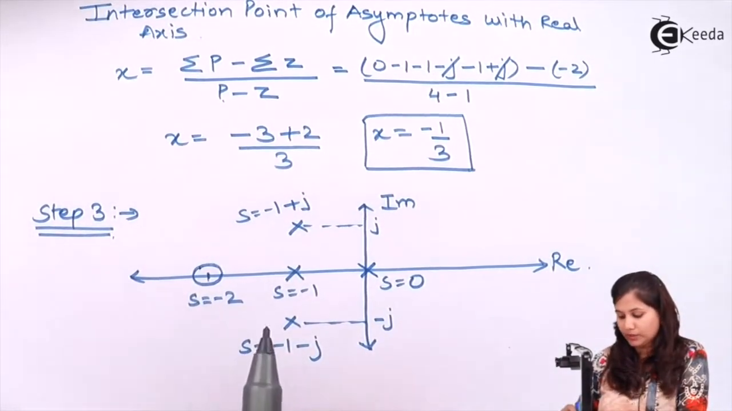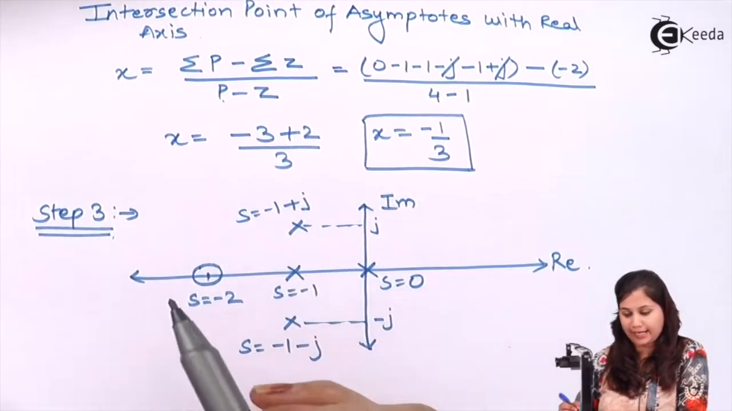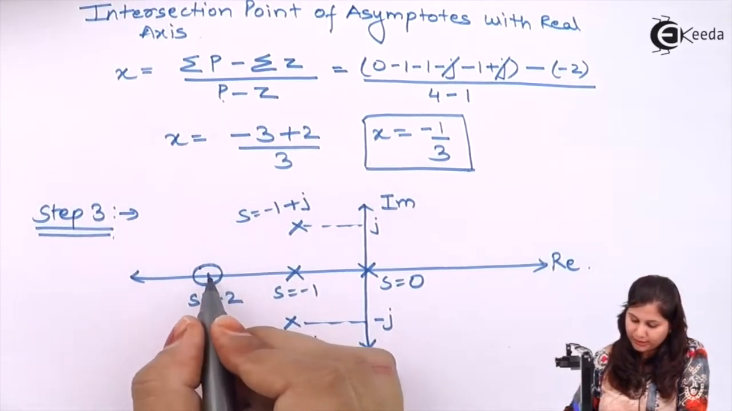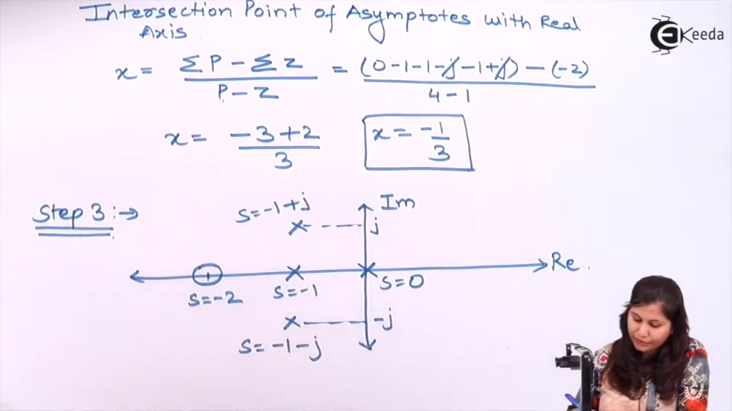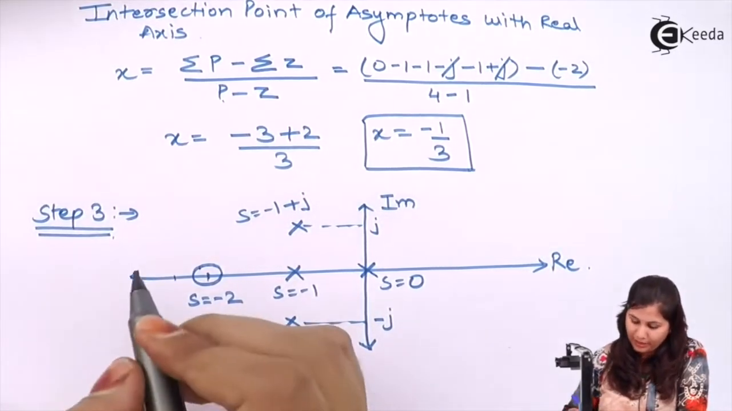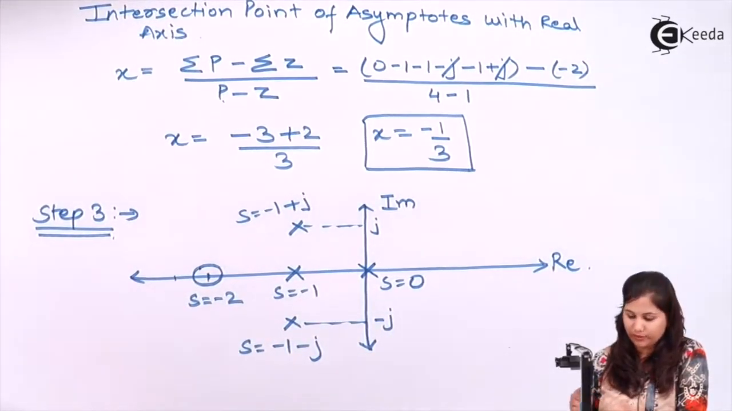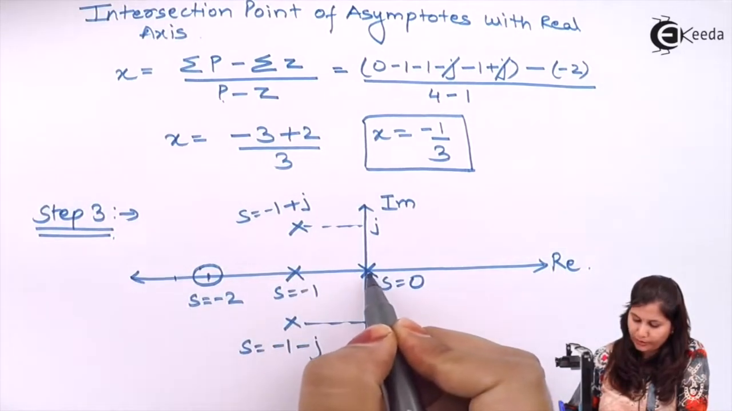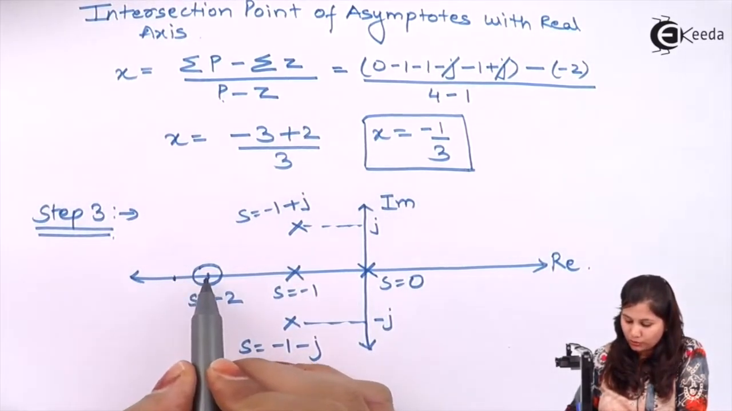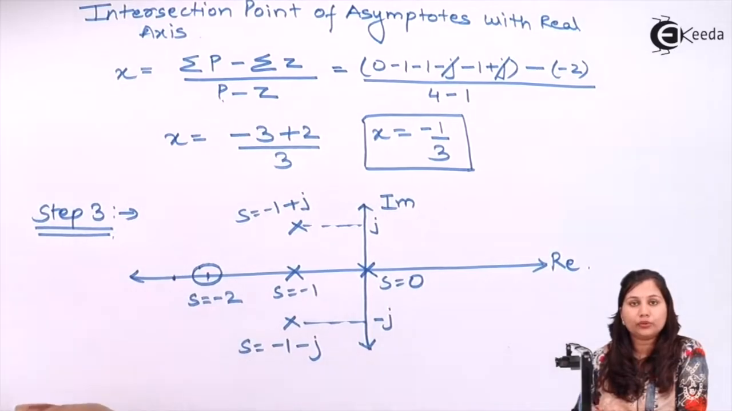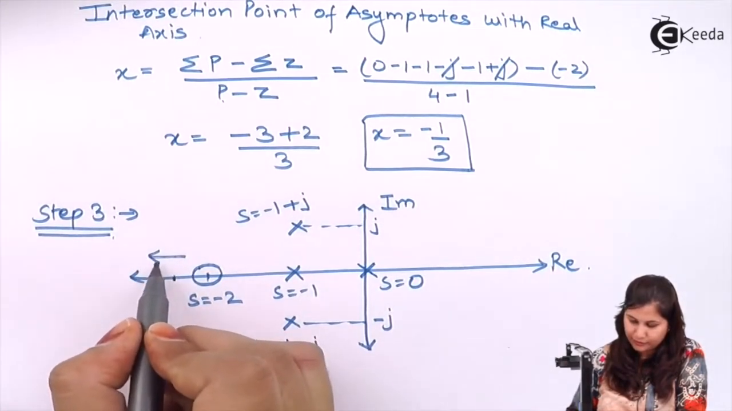Whenever we have to denote the poles and zeros on the s plane, we denote the poles by the cross sign and zeros by the circle. So this is a zero, this is a pole. We are having 4 poles and 1 zero. Now for direction, we take a point here, and to the right hand side of this point, count the number of poles and zeros. We have 1, 2, 3, 4, 5. We have 5 poles and zeros on the right hand side of this point. So for this zero, the direction of the root locus will be towards this point, that is in this direction.